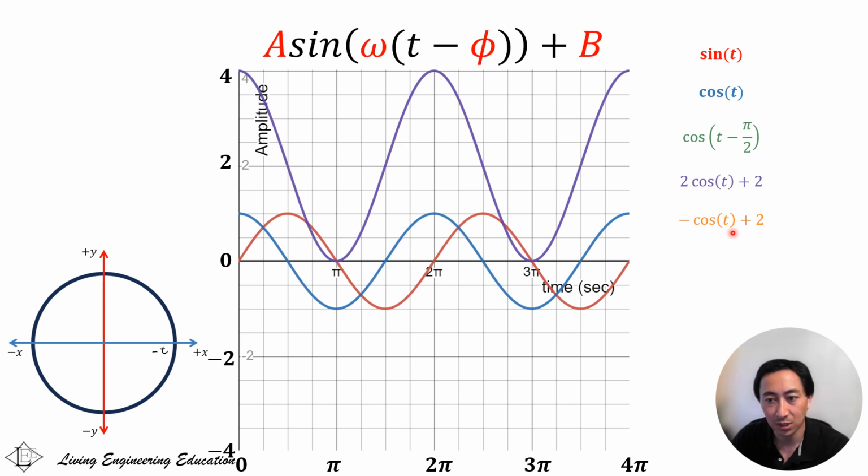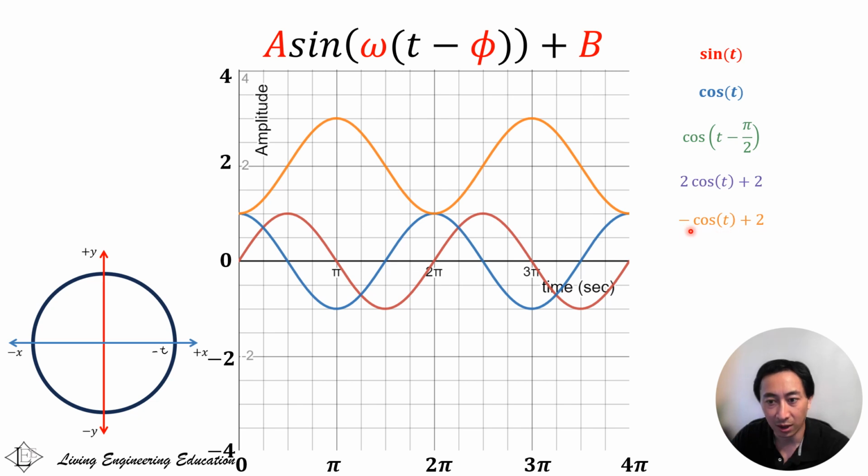And then negative cosine t plus 2. Negative in front of cosine mirrors this blue graph across this x-axis, and then the plus 2 shifts it up by 2. So we're going to have to spend some more time in another video looking at the unique changes of putting negative signs within the function itself or outside for sine and cosine. They behave a little bit differently. So we'll have to look at that in a different video.